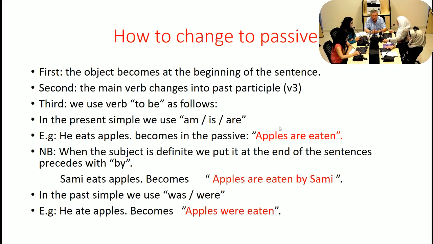In the past simple, we use was and were. For example, he ate apples. It becomes apples were eaten. This is the past passive.